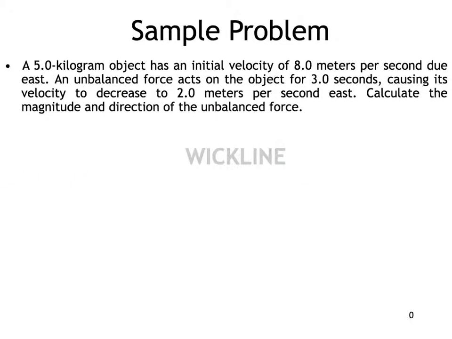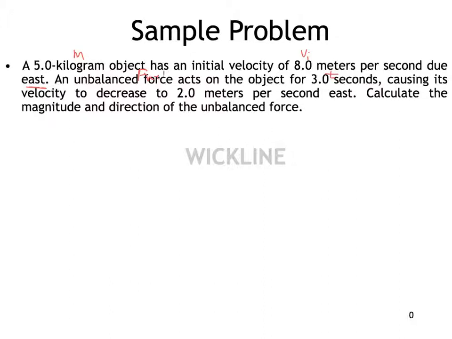All right, let's do a sample problem. We have a 5 kilogram object, so there's a mass, with an initial velocity of 8 meters per second. I'll label it VI. And the direction is east, so noted. And we have an unbalanced force acting on the object for 3 seconds. So there's our time, and I'll go ahead and call this F net.